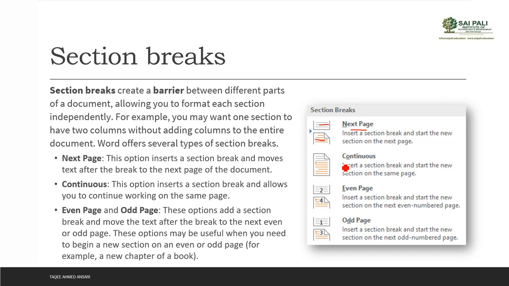Now we can use continuous also. Continuous means the new section will not start from a new page. It will remain on the same page, but it is divided by the section. That means in half of the page I want one formatting, and in the other half another formatting. And also we can use even and odd. Even means after page 2 the second formatting will start from page 4, and odd means after page 1 the second formatting will start from page 3. That is what we can choose.